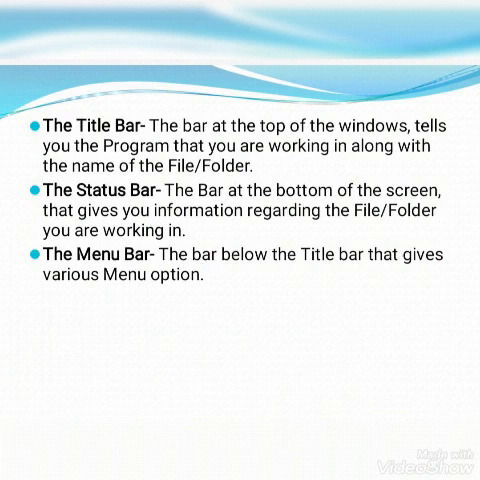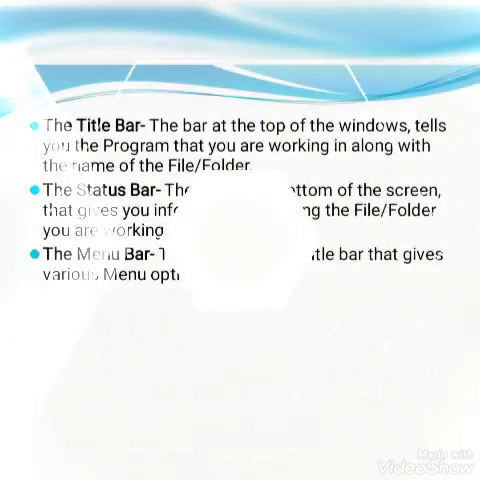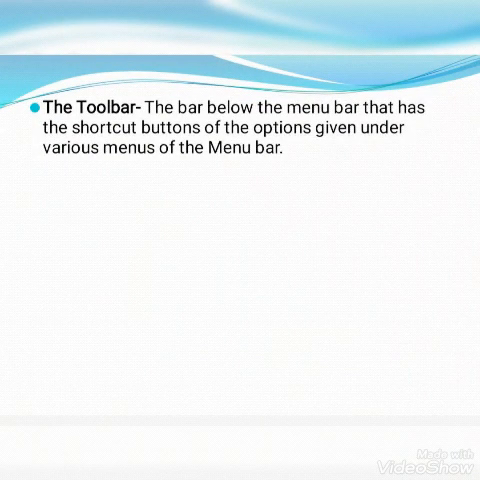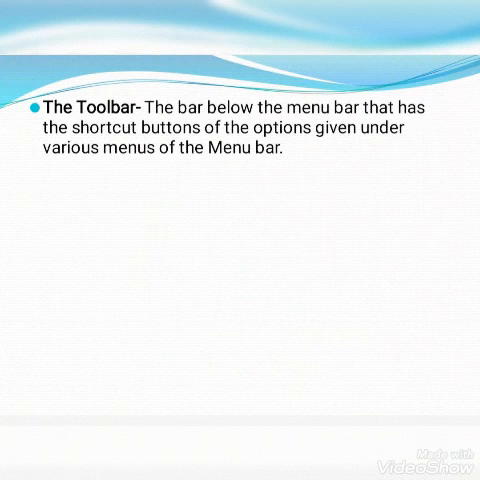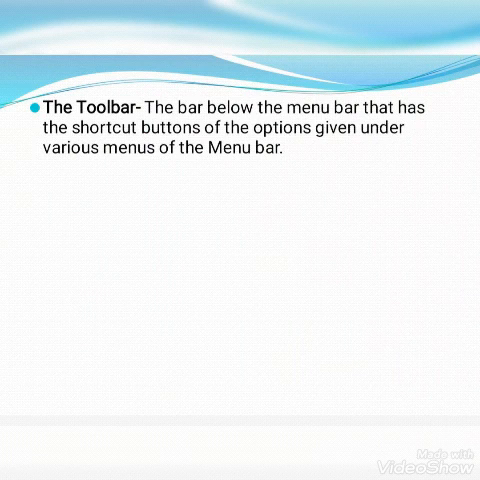Next one is the menu bar. This bar is just below the title bar and gives you various menu options such as file, edit, view, favorites, tools and help that can be used in the program. The next one is the toolbar. This bar is below the menu bar. It has the shortcut key buttons of the various menus of the menu bar.